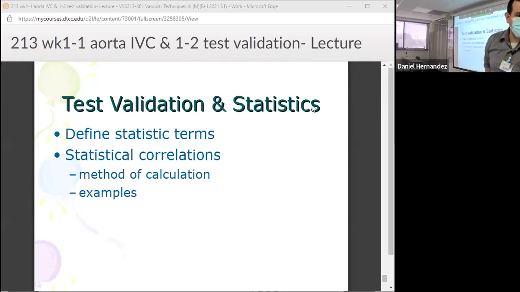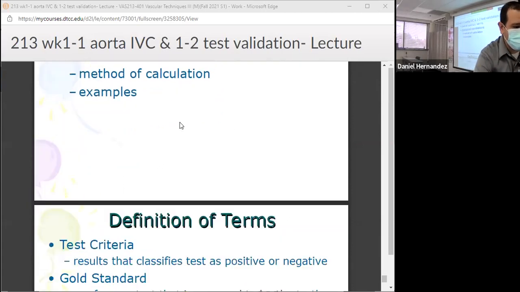All right. So test validation and statistics. So start off to define some statistic terms, statistical correlations, and methods of calculations, and then we'll do a couple of examples and practice questions.